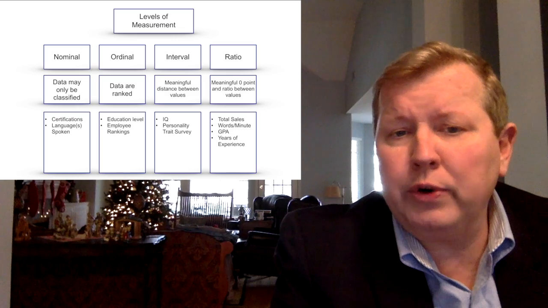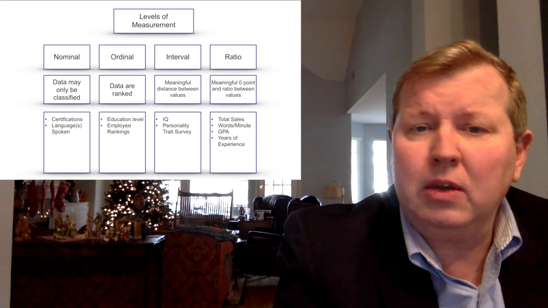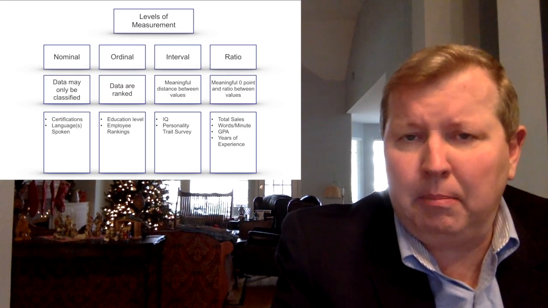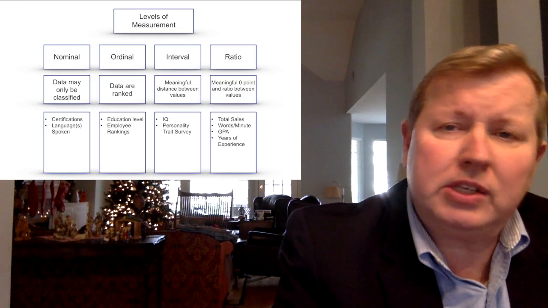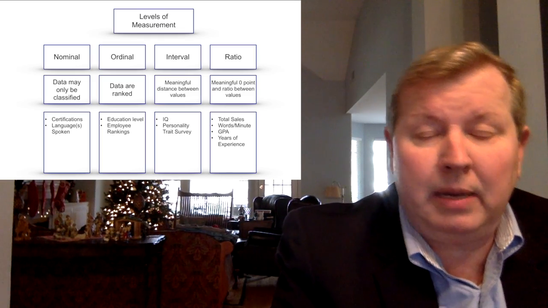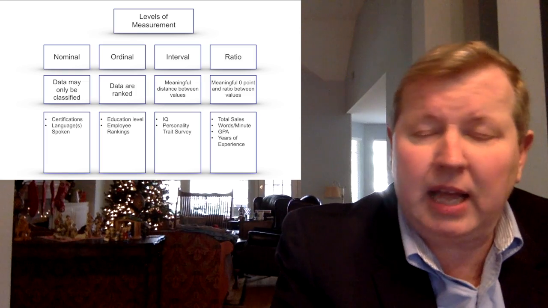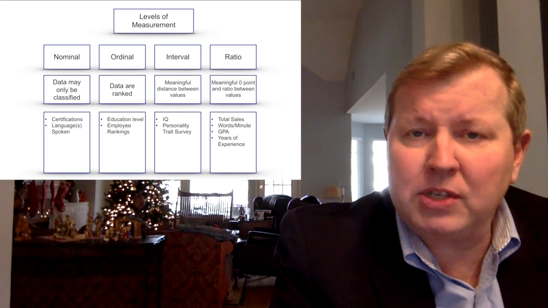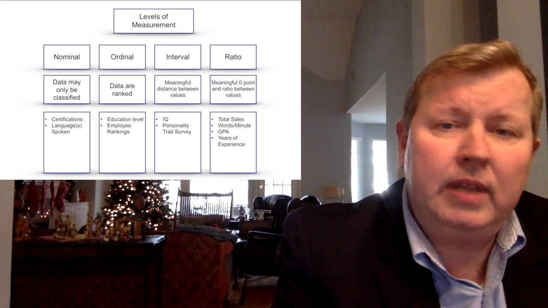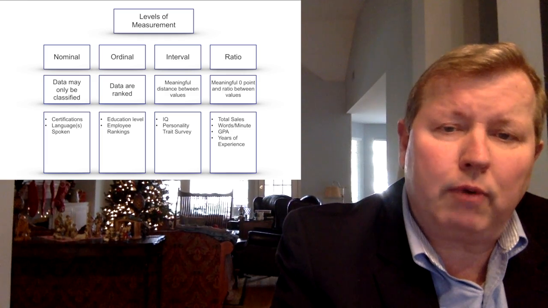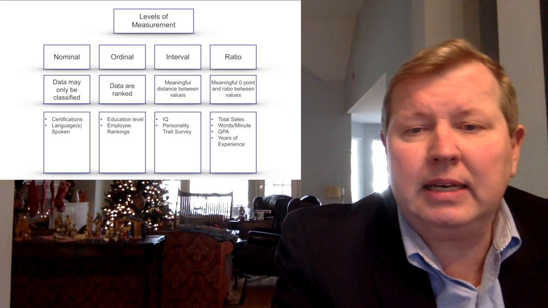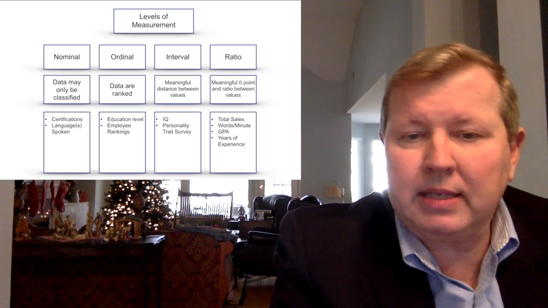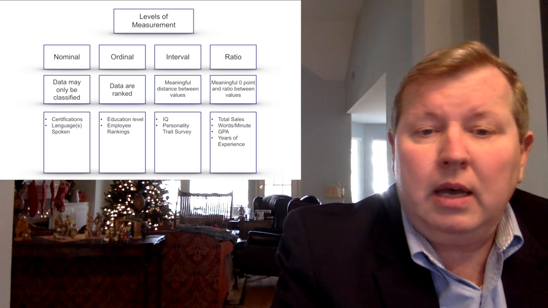We then have ordinal data, data that can actually be ranked but doesn't have a number per se. So for example, your education level, you might say I have a high school education, I have a college education, I have a master's degree or a doctorate degree. So again, there is some sort of ranking to that, but it's not a numeric type of ranking.